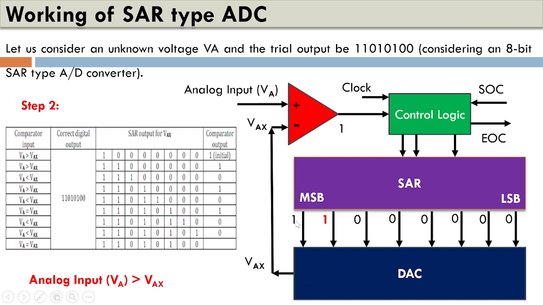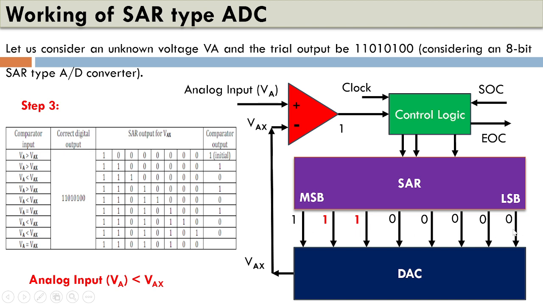Now let's move on to the next step. In the next step, the next bit of the SAR is set, and again this digital value is compared with the trial value. Again we can see the trial value is greater than this, so Va will be greater than Vax. So we retain this 1 and move to the next situation, where we again set the next bit to 1. Now let's move to step number 3. Here we have changed this bit from 0 to 1.